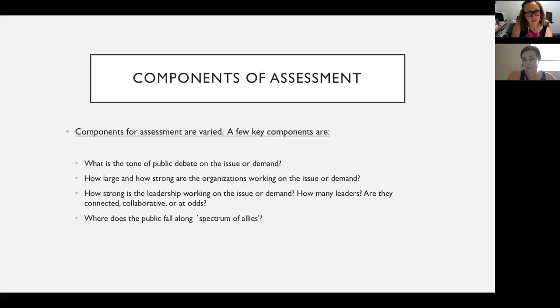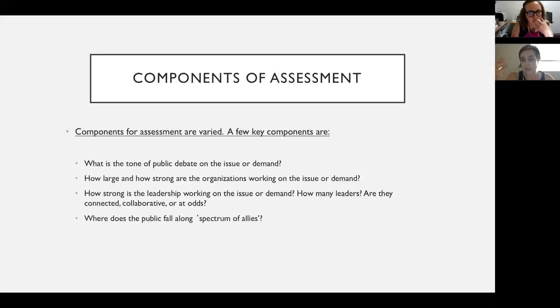Now, where does the public fall along the spectrum of allies? We're going to get to that in a minute. That's basically being able to plunk in where people are in relationship to this issue and have a realistic conversation, not in your social circle, not in the 10 people you know the closest, but more broadly, where is the public? So the tone can be a little different, because you can have a tone of public debate.